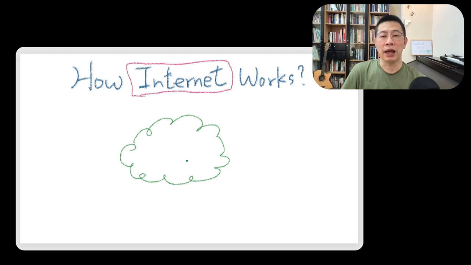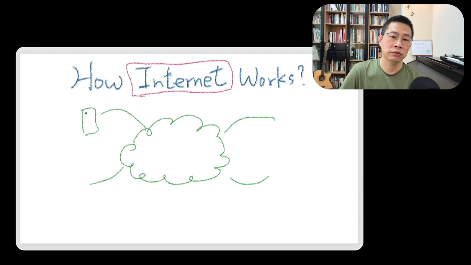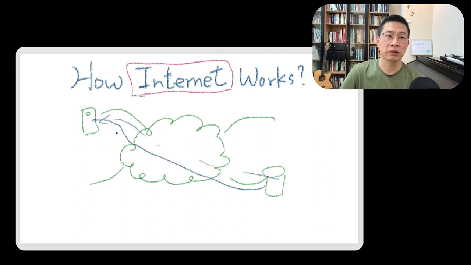sometimes we use a cloud, okay? Some people connect to the network, some other people connect to the internet. Some servers connect to the internet. So your cell phone can have access to the remote server. Maybe you connect to it, and it sends the data back.